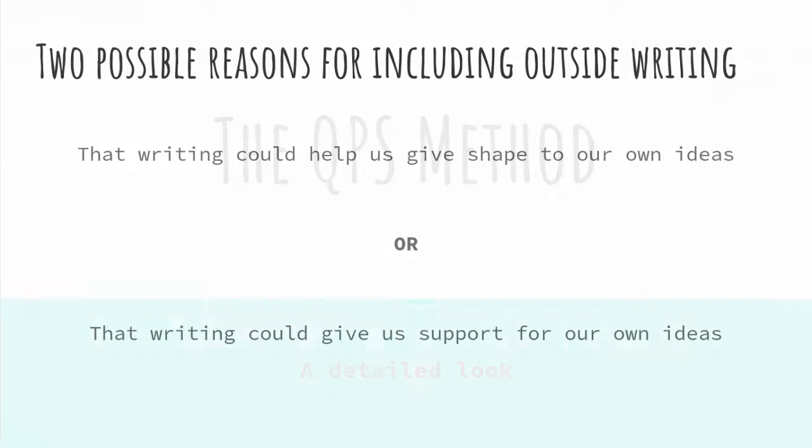As a little review from last week, you'll remember that there are only two reasons for us to include outside writing in our own. Any outside writing we include in our own writing must be doing one of two things: either giving shape to our ideas or helping us to support our ideas. Now, in this case, we're using outside writing to give shape to our analysis of plagiarism across cultures.